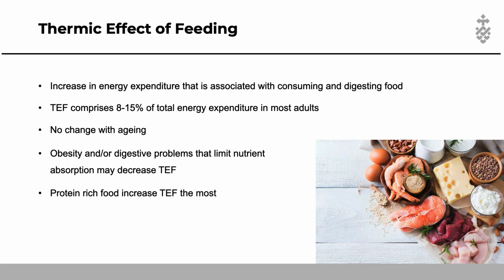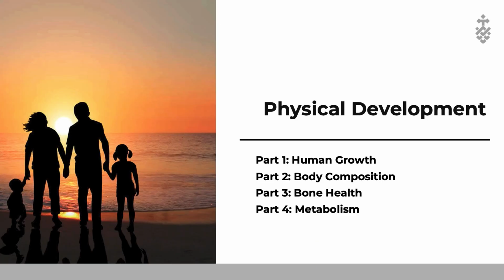So you guys may have heard this before, but it's the protein-rich foods that increase the thermic effect of feeding the most. So it takes the most energy for our bodies to break down and digest protein. And that's just one of the many reasons why weight loss diets are normally always high in protein. However, the main reason that weight loss diets are high in protein is to optimize weight loss from adipose tissue and maintain muscle mass. All right, guys, so that is it for physical development.